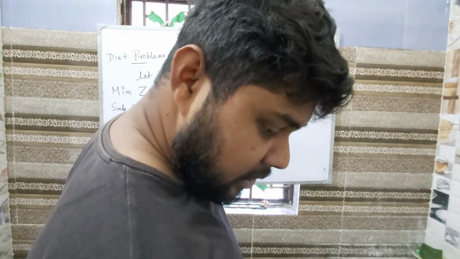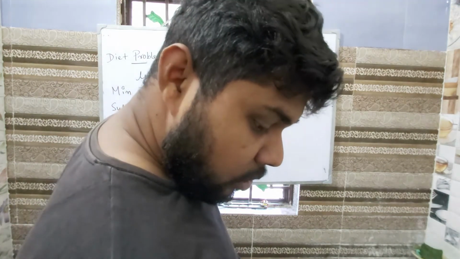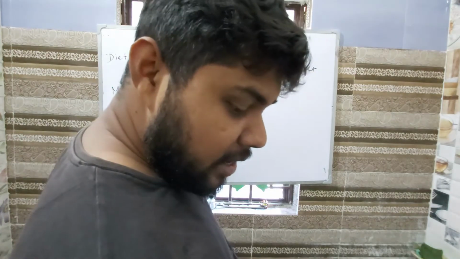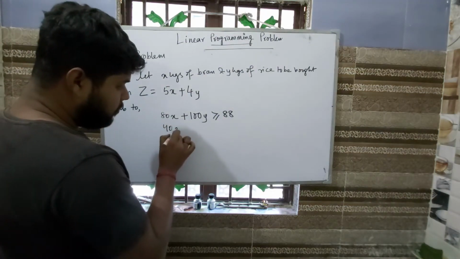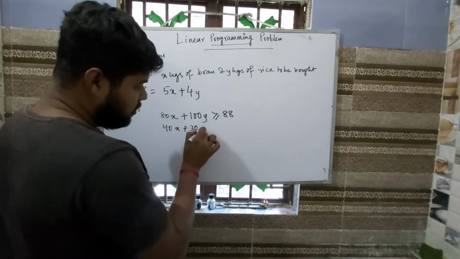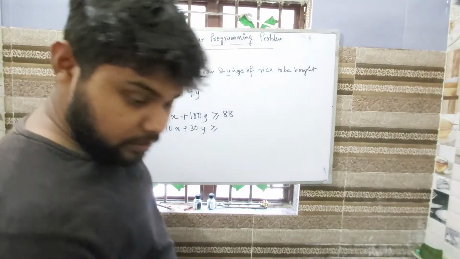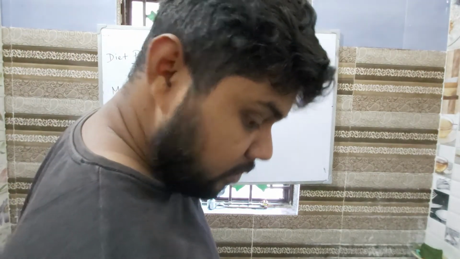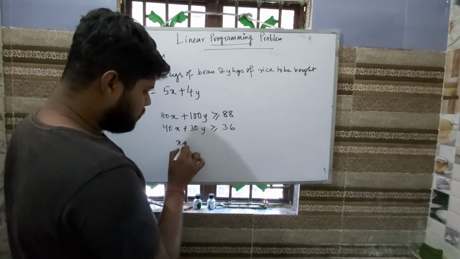Then the iron, 36 milligrams of iron is total required, of which 40 milligrams of iron is given by bran and 30 milligrams is given by rice. So that has to be greater than or equal to 36. So this is your question.